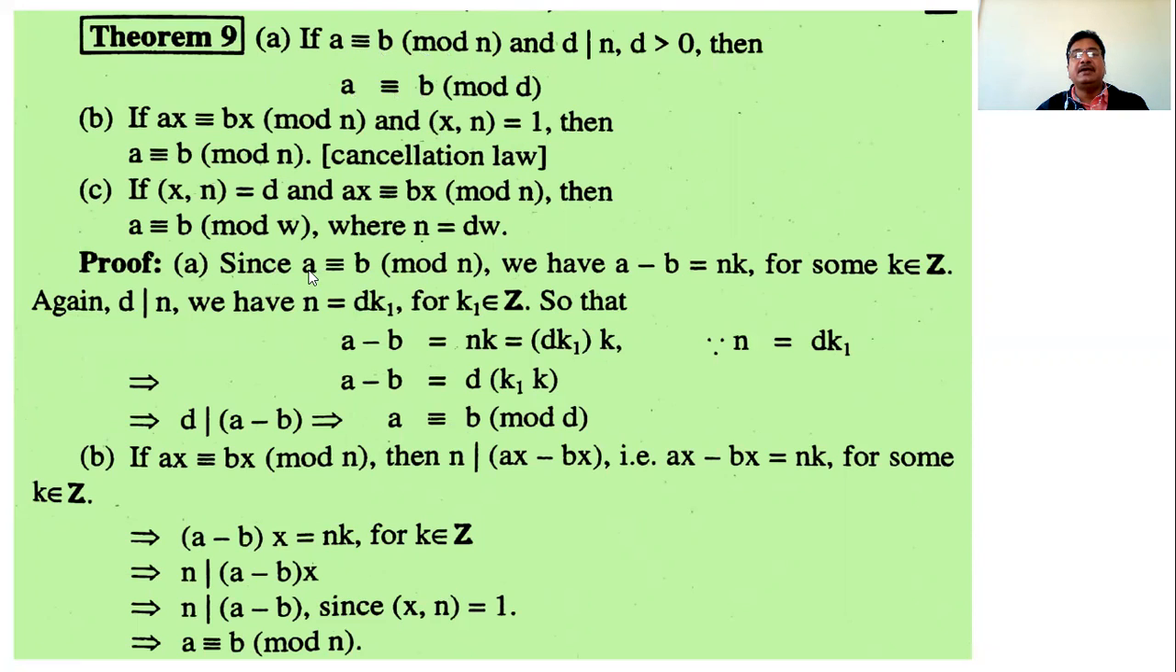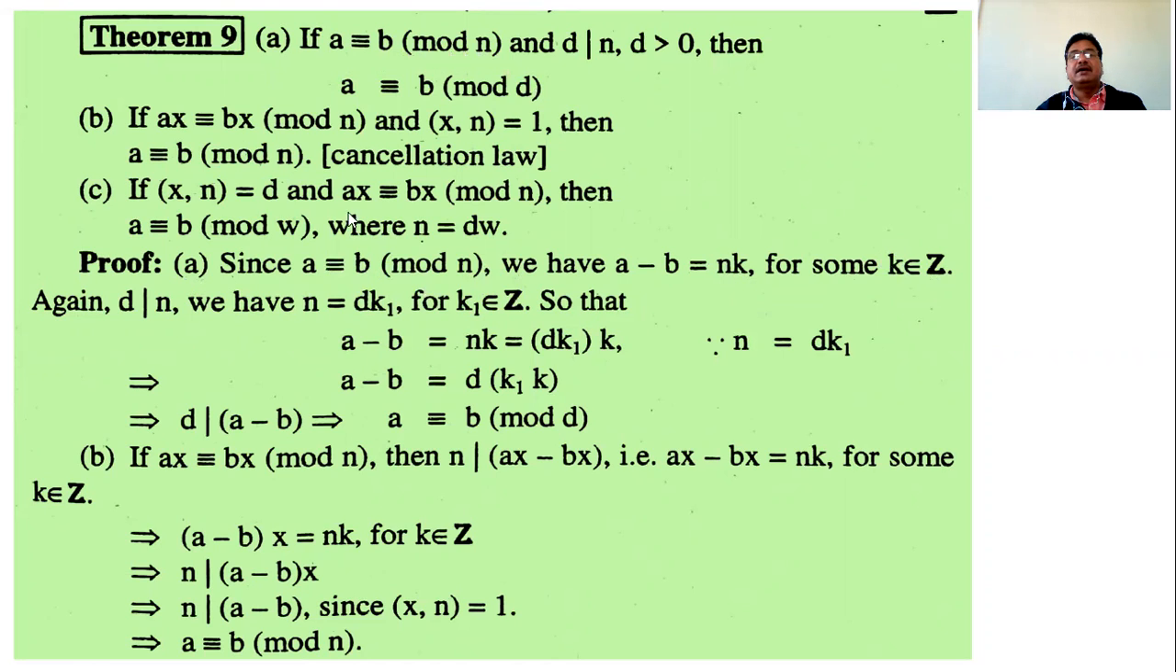So what is the meaning of A is congruent to B modulo n? That n divides A minus B. And therefore A minus B is expressed in the form n into some integer. So this is our assumption, which is given. That A is congruent to B modulo n means n divides A minus B, means A minus B is expressed in the form n into some integer.